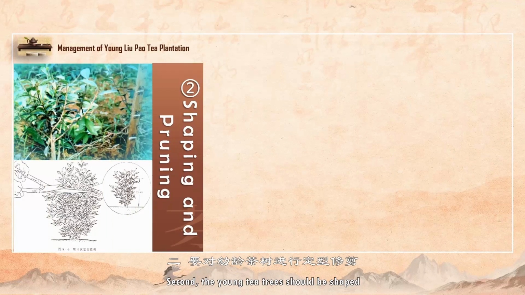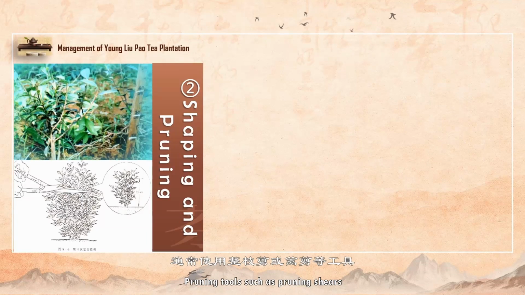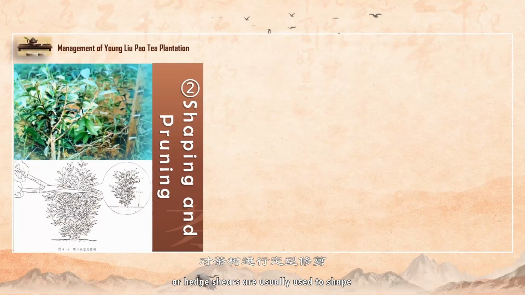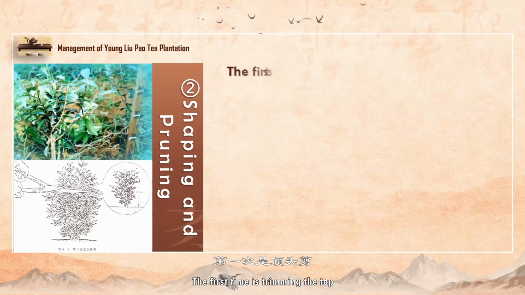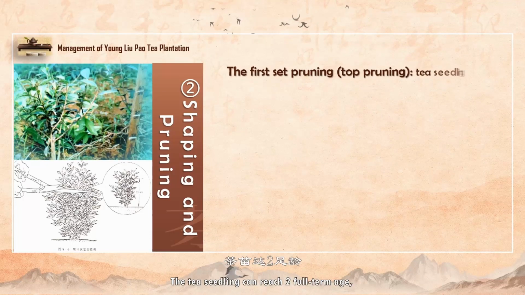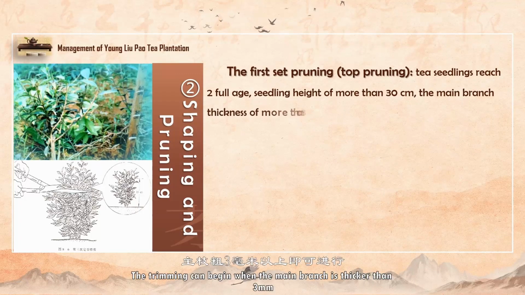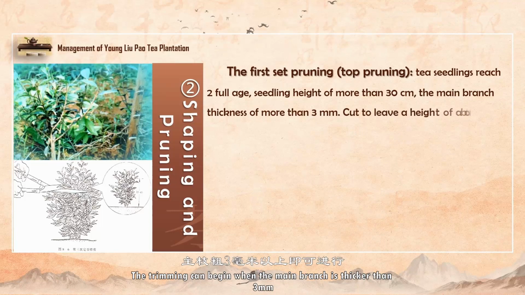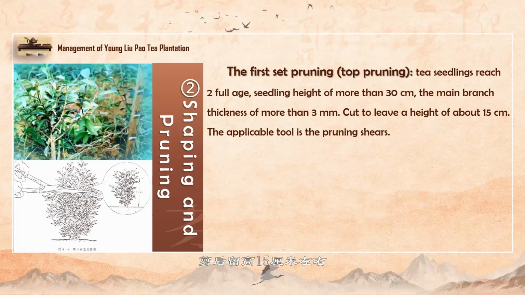Second, the young tea trees should be shaped and pruned to cultivate high-yield tree crowns. Pruning tools, such as pruning shears or hedge shears, are usually used to shape and trim tea trees. Shaping pruning is generally carried out 3 times. The first time is trimming the top. The tea seedling can reach 2 full-term age. The seedling height is more than 30 centimeters. The trimming can begin when the main branch is thicker than 3 millimeters. Leave a height of about 15 centimeters after cutting.